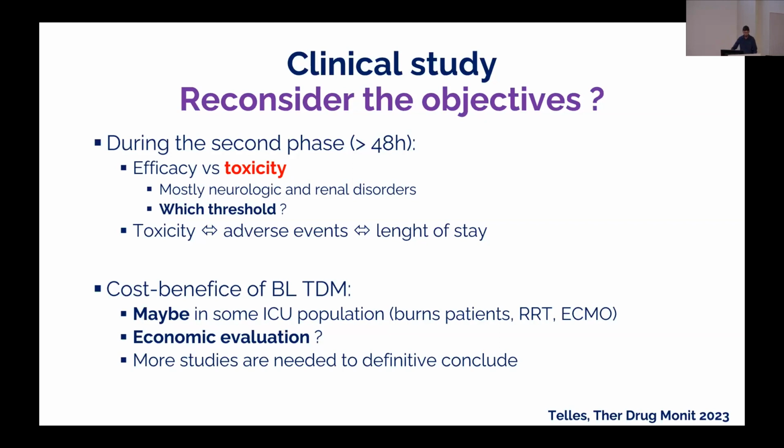For example, for piperacillin, we know that the threshold for neurological toxicity is above 150 milligrams per liter, but we don't know if it's worse to have one or two peaks of 300 milligrams per liter of piperacillin or 5 days in a row with 151 milligrams per liter. We don't know that. So there is a lot to do.